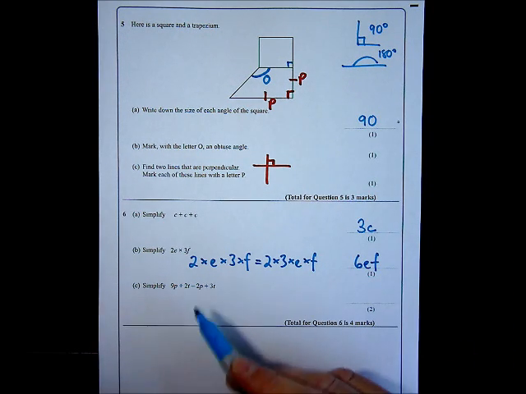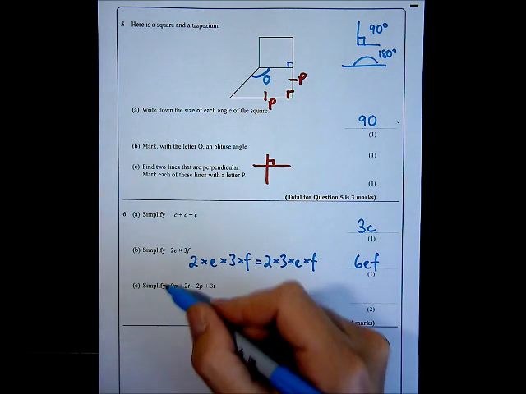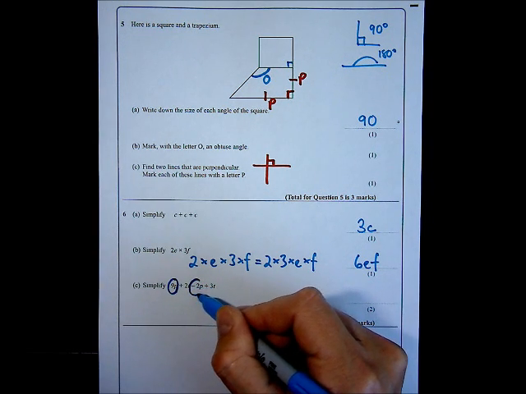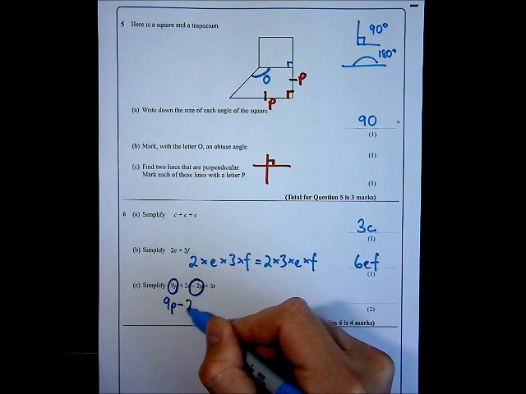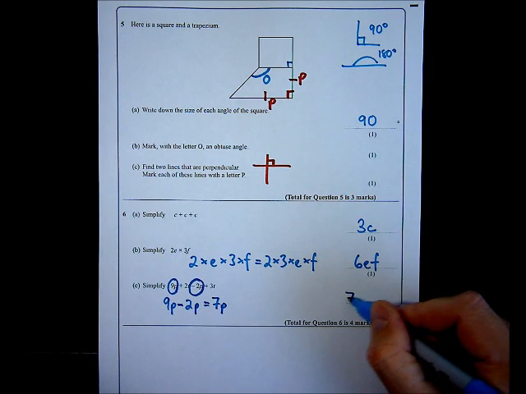In 6 part C, I'm asked to simplify 9p add 2t take away 2p add 3t. So first of all, I'm going to put the terms that go together and write them out separately. So I've got 9p take away 2p, and that would be 7p. So that's the first part of my answer.